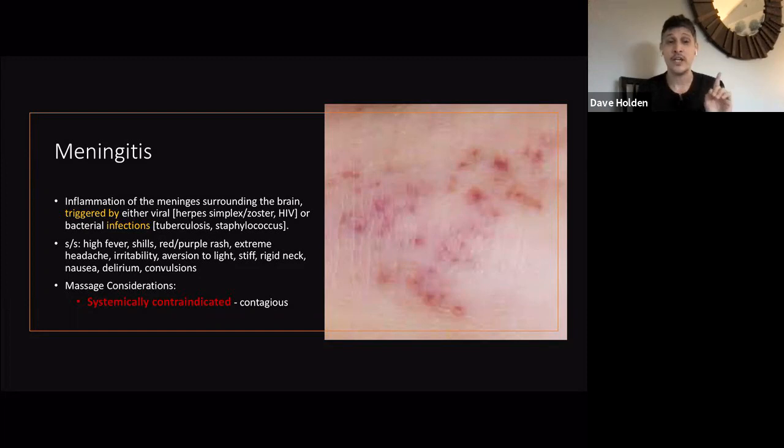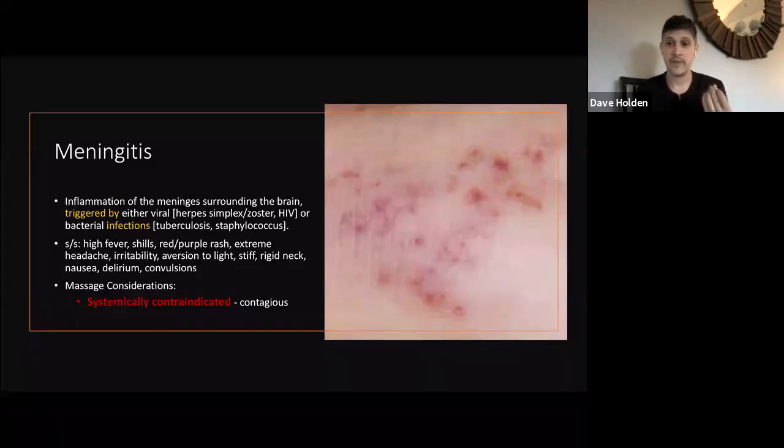So rule number one, do not touch meningitis. Do not let them in your spa. Do not shake hands with them. Do not give them a hug goodbye. They need to go to the hospital and wash their hands on the way, and don't touch my doorknob. Crazy, crazy contagious.